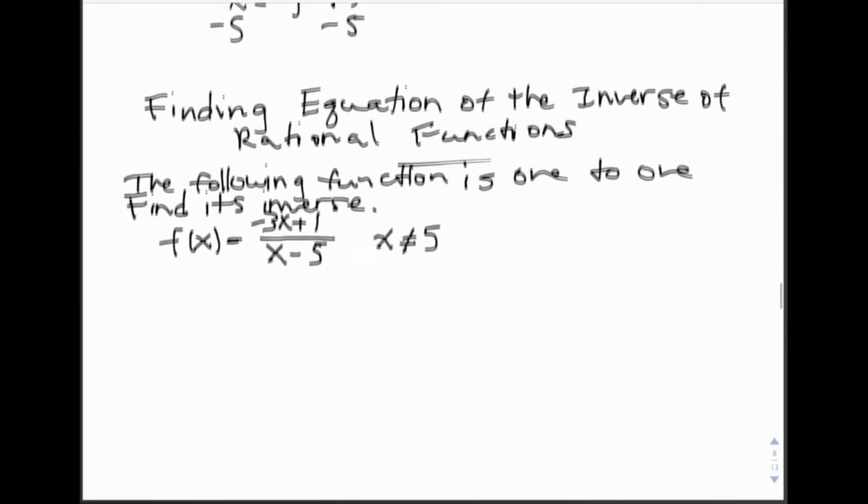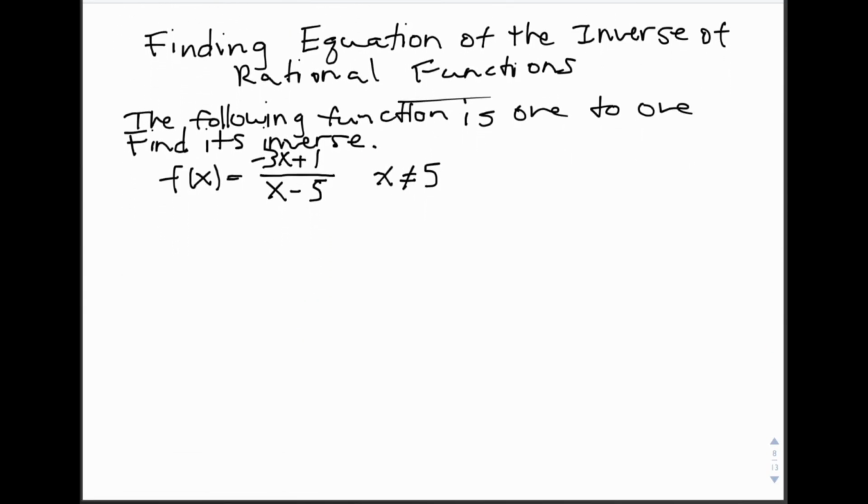So next is finding equations of the inverse of rational functions. So let's go ahead and look at this example. In this one, we're given that this function is already 1-to-1, and we want to find its inverse. So f of x is equal to negative 3x plus 1 divided by x minus 5, where x is not equal to 5 because that would make the bottom 0, or in other words, we would be undefined. So we're given it is 1-to-1, so we can go ahead and jump into our steps here.